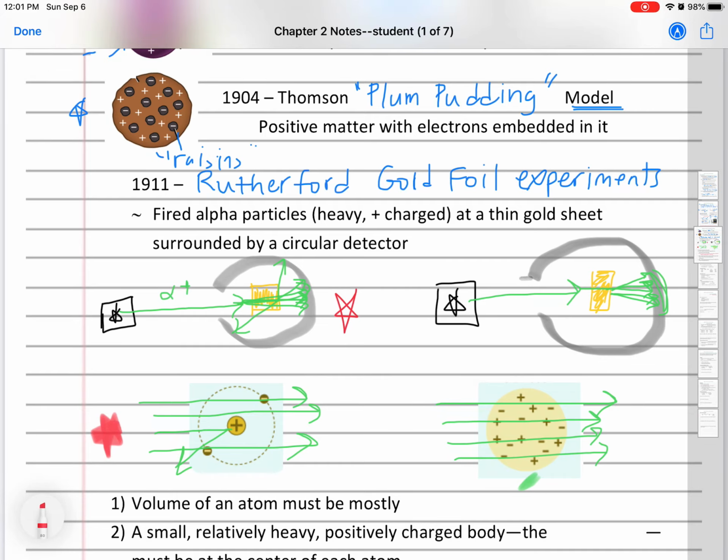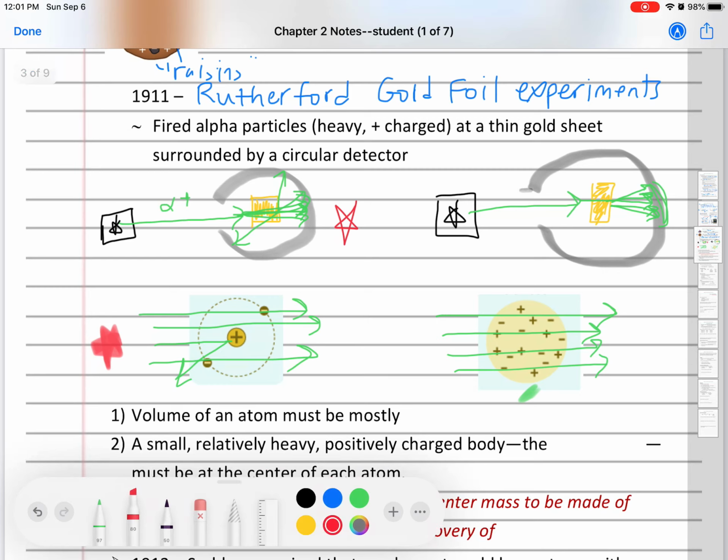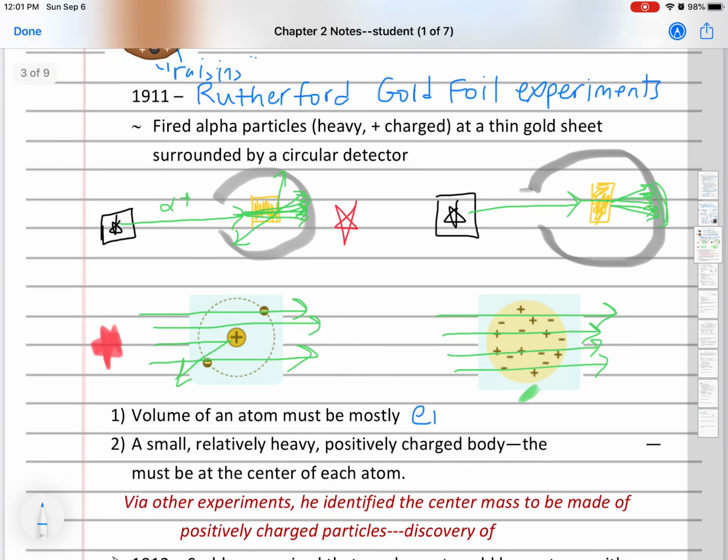And so the things that Rutherford's gold foil experiment established are that the volume of the atom is actually mostly empty space that those alpha particles could flow through, as you can see in this picture here. Also, that there must be a relatively small but heavy, positively charged body in the center, which we call the nucleus. Nucleus just really means center.